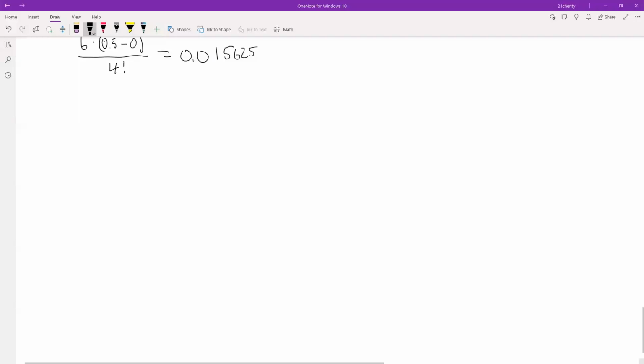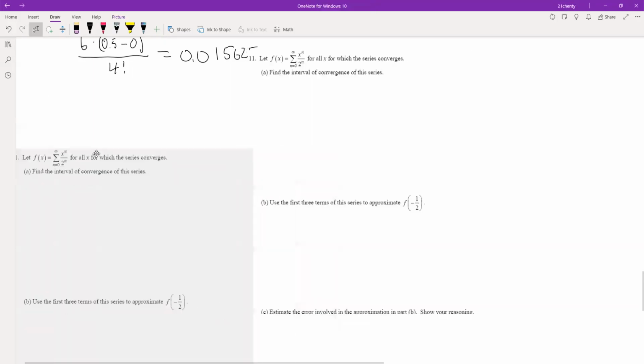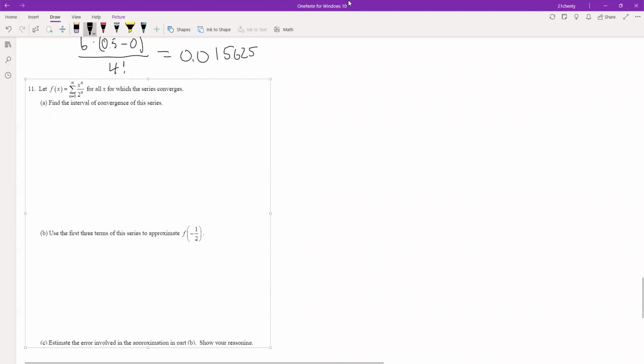So now we'll look at number 11. f of x equals the sum from n equals 0 to infinity of x to the nth power over 2 to the nth power for all x for which the series converges. So first we're trying to find the interval of convergence, which is again just the ratio test of x to the n plus 1 over 2 to the n plus 1 times the reciprocal, 2 to the n over x to the n.